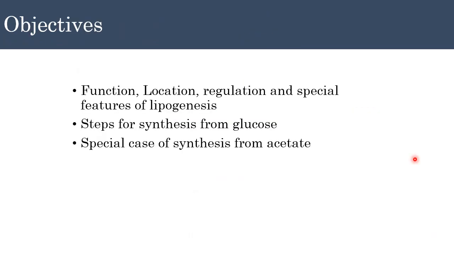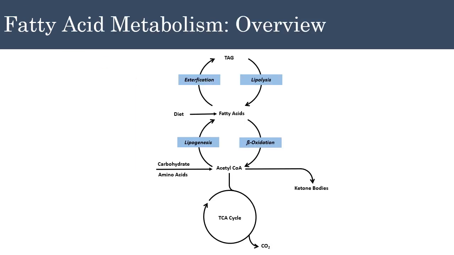So going back through our objectives, you've gone through the function, location, regulation, and special features of lipogenesis. You've gone through the steps for the synthesis from glucose, and also looked at the special case of synthesis from acetate. So now we're going to run you through a bit of an overview of fatty acid metabolism. As you can see, from triacylglycerol storage, lipolysis, running down to beta oxidation, or building and esterification and storage, they kind of talk to each other.